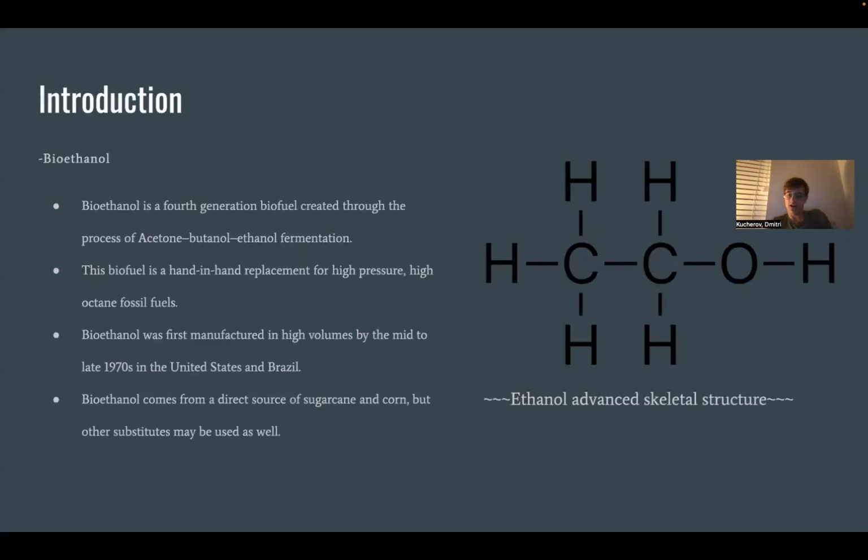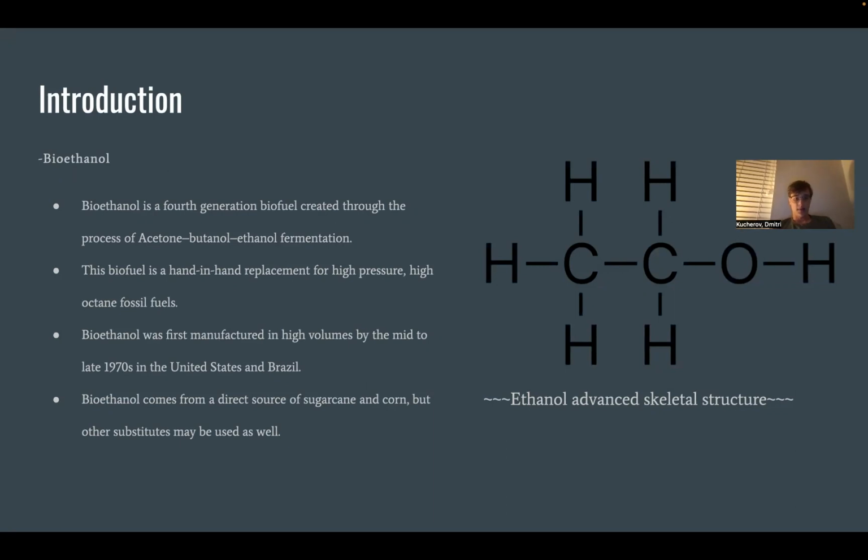So I chose a rather common biofuel. It's bioethanol. Here it says bioethanol is a fourth generation biofuel, meaning it's created through enzymes and alcoholic fermentation, which I will get into later. It's created through a process called ABE fermentation, acetone butanol ethanol fermentation. And I'm currently taking an organic chemistry course, and all this is starting to make sense to me.